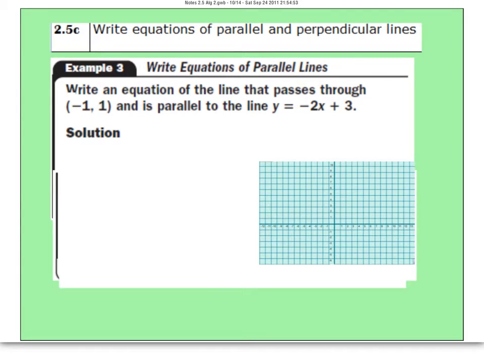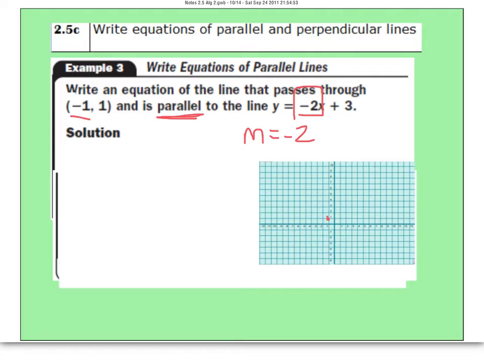Learning objective C, we're going to write equations of parallel and perpendicular lines. Here it says write an equation of a line that passes through the point -1, 1. I'm going to sketch -1, 1 on the graph paper right here. And it's parallel to the line y equals -2x plus 3. Now remember, if it's parallel, it means it's going to have the same slope as this. So I know the slope here is -2.